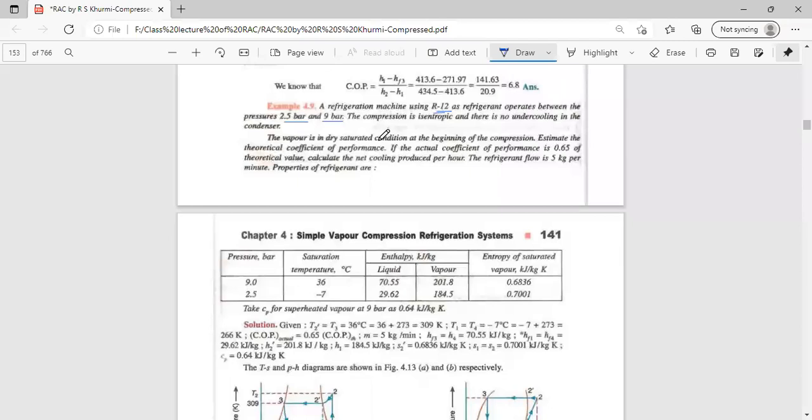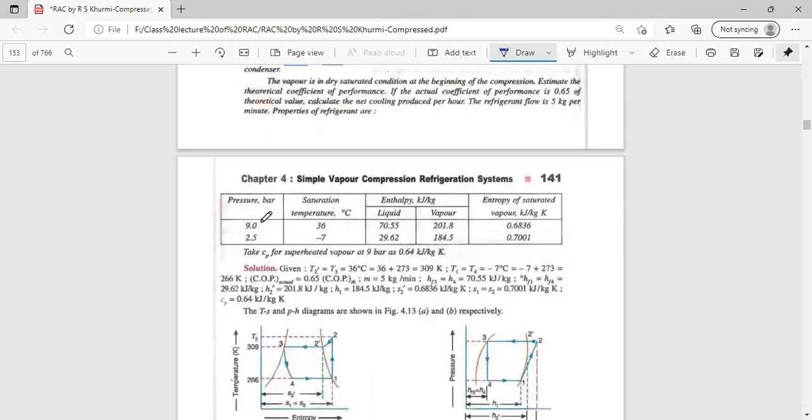The vapor is in dry saturated condition. What properties are given? The higher pressure is 9 bar, and the saturation temperature is given as 36 degrees centigrade, and the lower pressure is given as 0.7 bar, where the saturation temperature is given as -7 degrees centigrade.